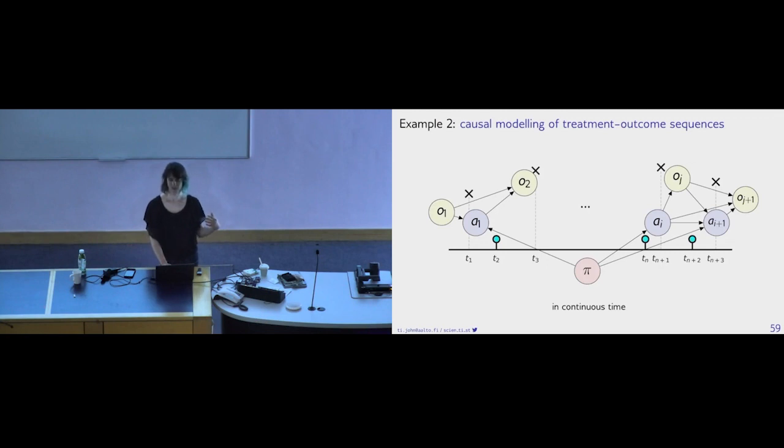The other example that I wanted to show, just to show the extent of things you can do with GPs, is a much bigger project. This is about the causal modeling of treatment outcome sequences. It follows on quite nicely from some of the things that Mihaela mentioned.